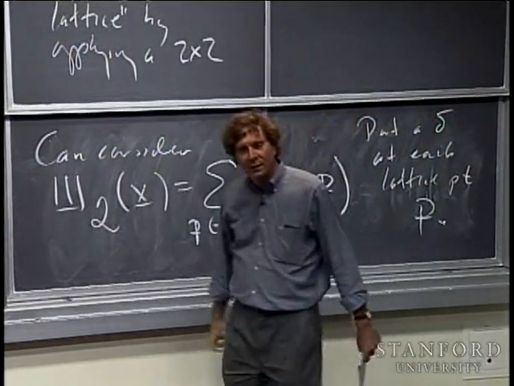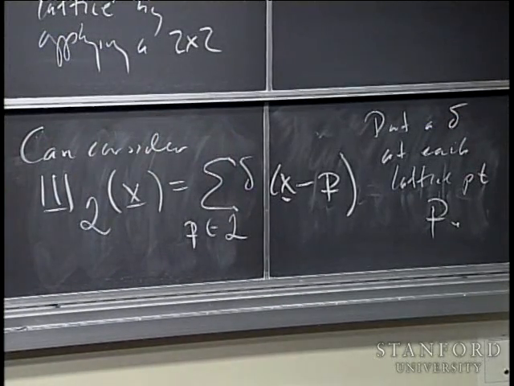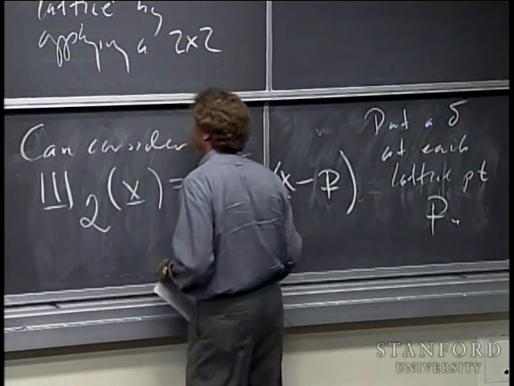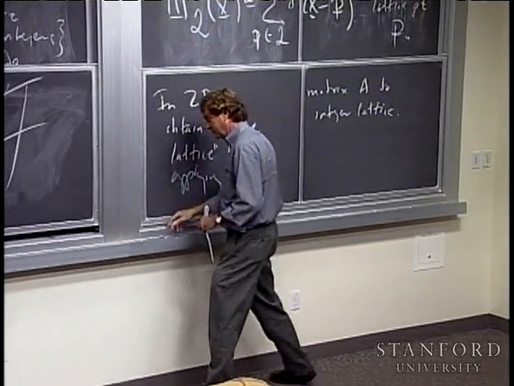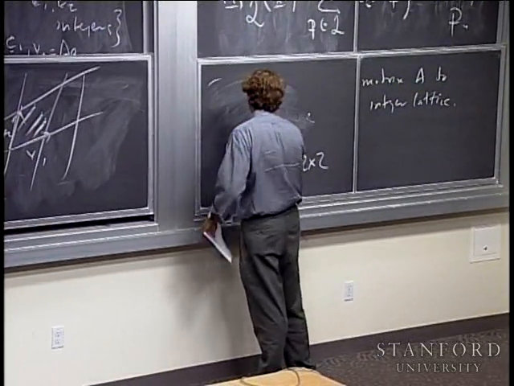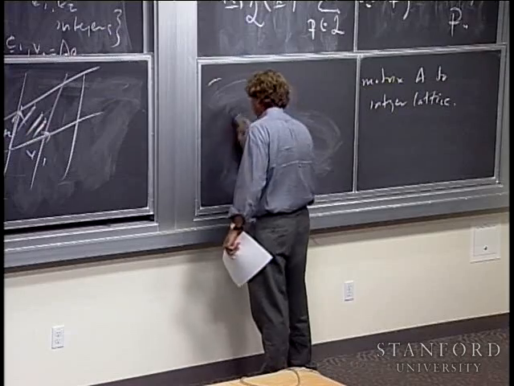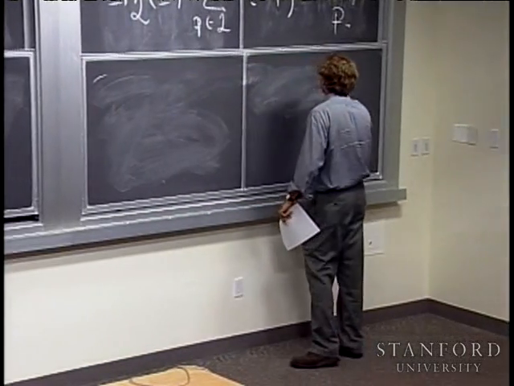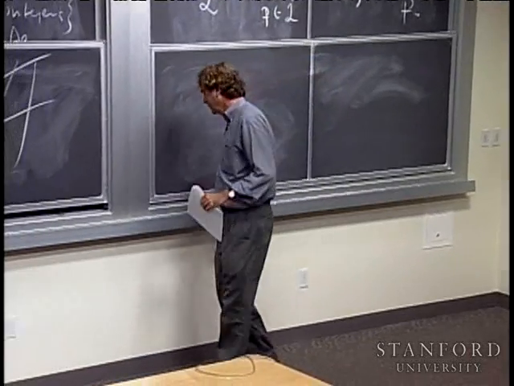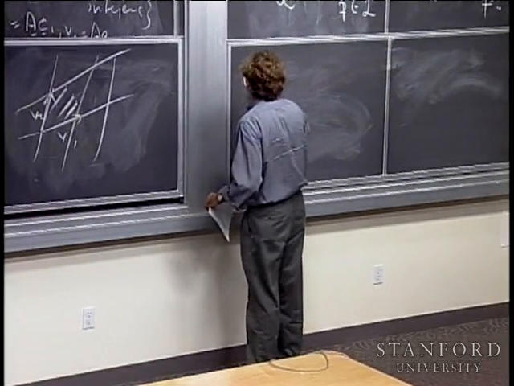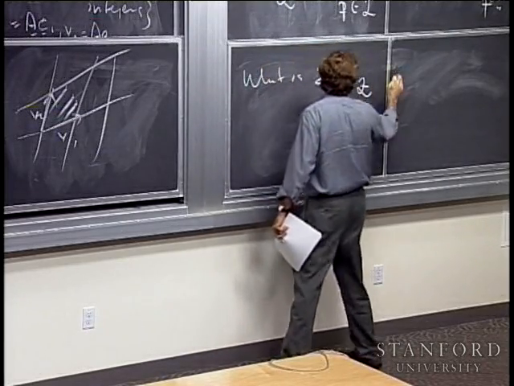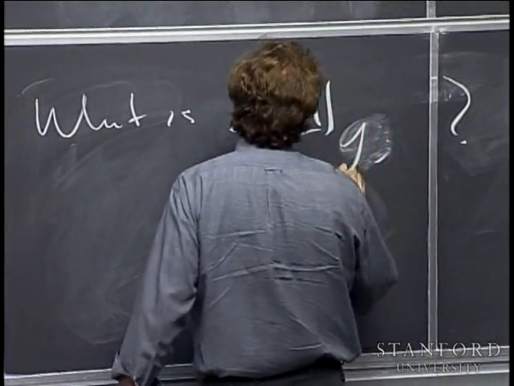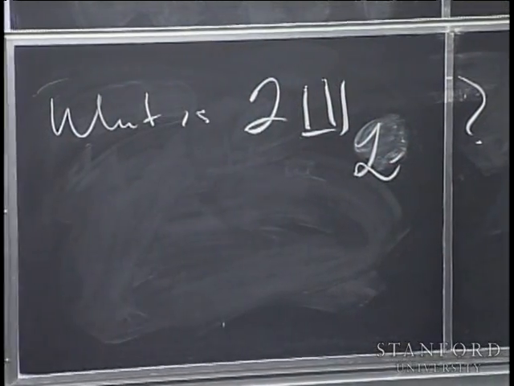Okay, now, the real question is, what is the Fourier transform? What happens to the Fourier transform? All right, what is the Fourier transform of the Shaw function associated with an oblique lattice? Lots going on here, right?